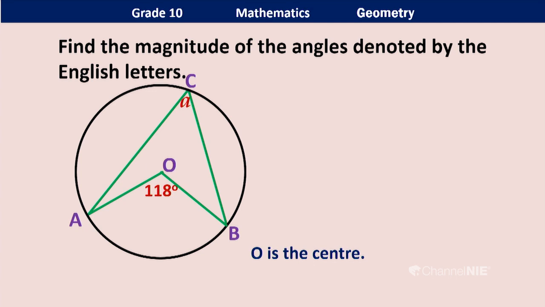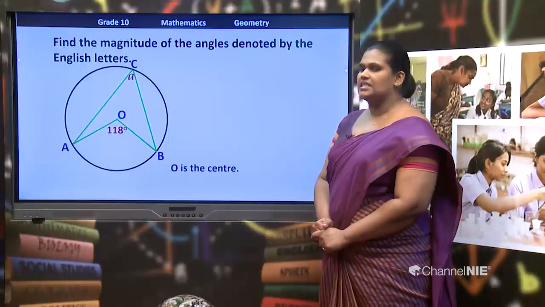I have just taken a part of this diagram. Now, here I can see AOB angle is equal to 118 degrees, and I can observe AOB is the angle subtended by the minor arc AB at the center of the circle. And at the same time, I can observe ACB is the angle subtended by the same minor arc AB at the remaining part of the circle.